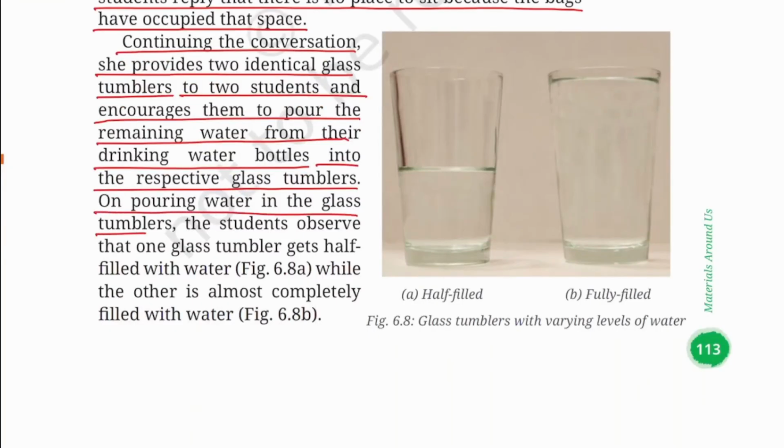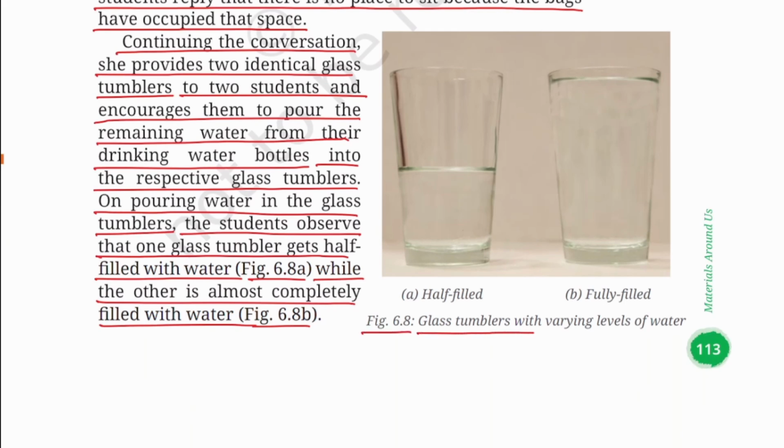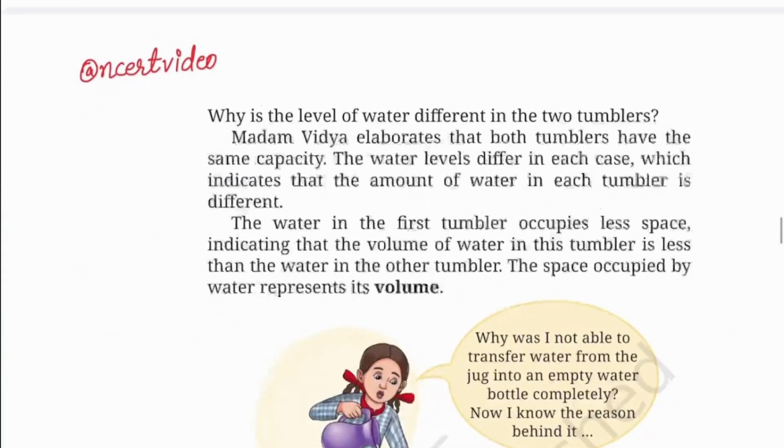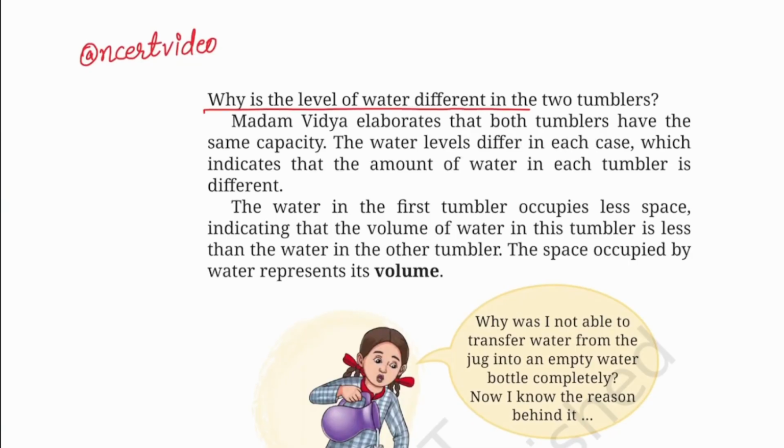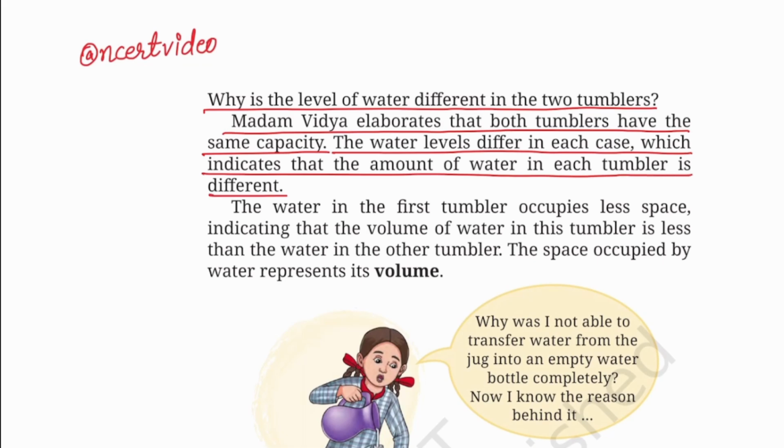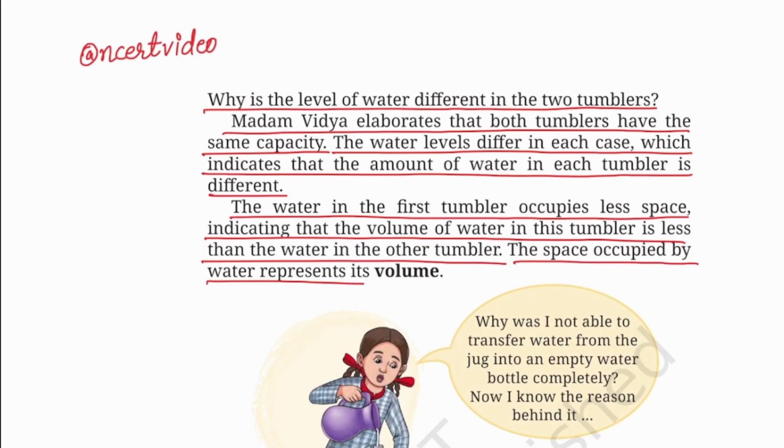On pouring water in the glass tumblers, the students observe that one glass tumbler gets half filled with water, Figure 6.8a, while the other is almost completely filled with water, Figure 6.8b. Figure 6.8: Glass tumblers with varying levels of water. A. Half filled. B. Fully filled. Why is the level of water different in the two tumblers? Madam Vidya elaborates that both tumblers have the same capacity. The water level differs in each case, which indicates that the amount of water in each tumbler is different. The water in the first tumbler occupies less space, indicating that the volume of water in this tumbler is less than the water in the other tumbler. The space occupied by water represents its volume.